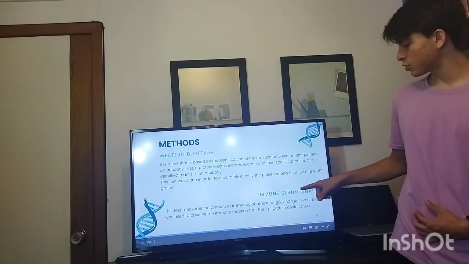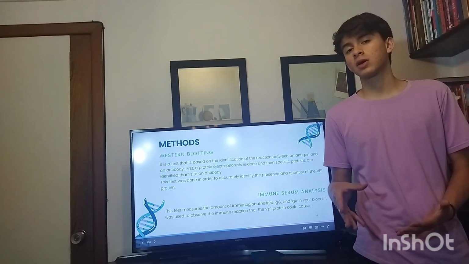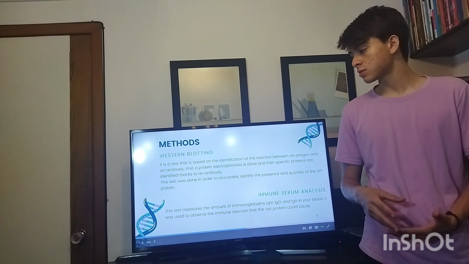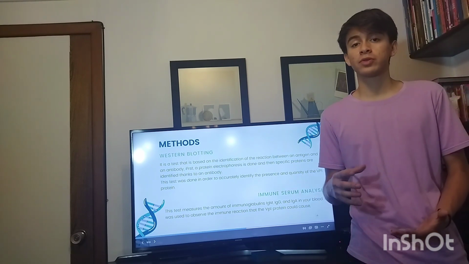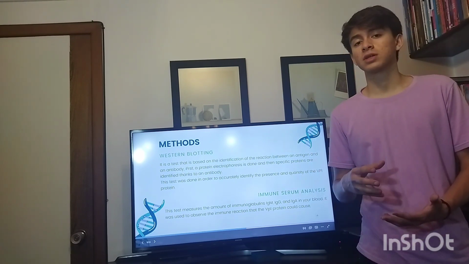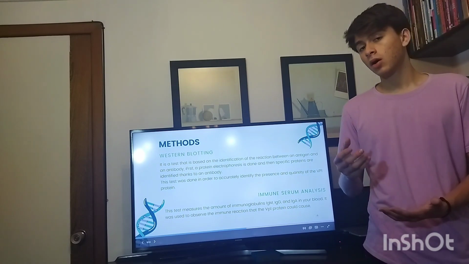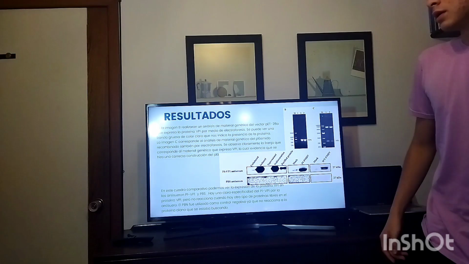And the immune serum analysis is a test that measures the quantity of immunoglobulins and was used to observe the reaction to the presence of FMDV and the BP1 protein.